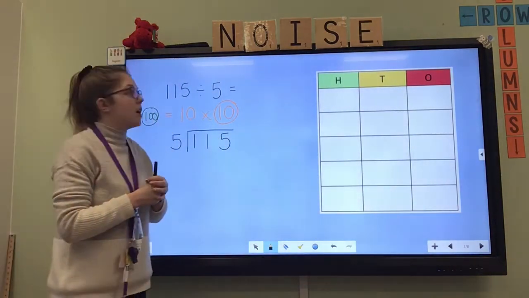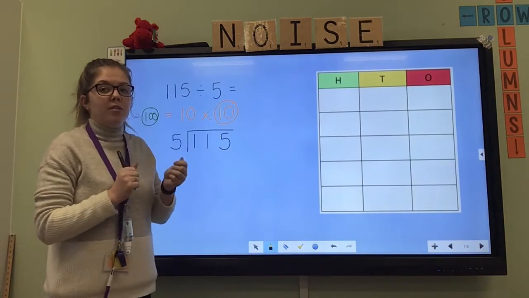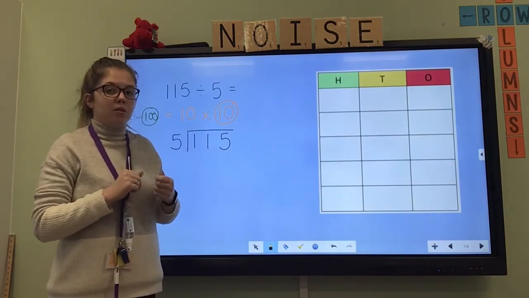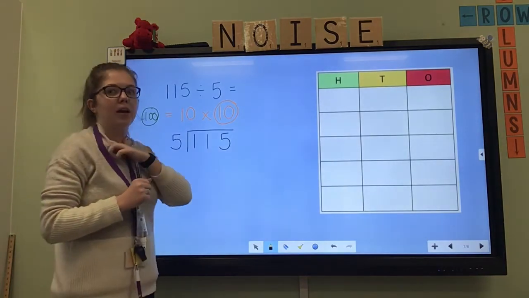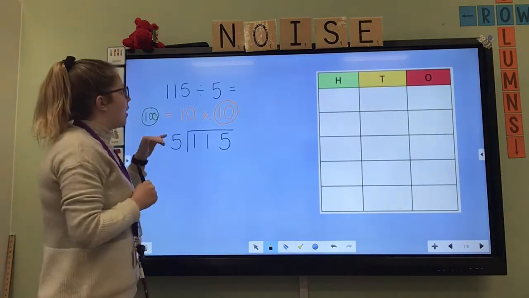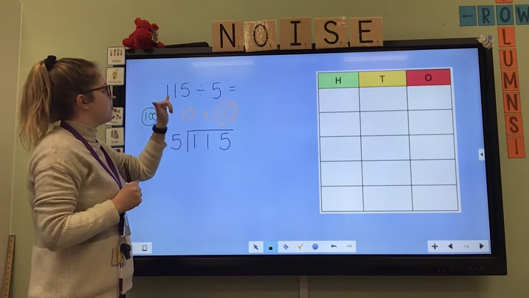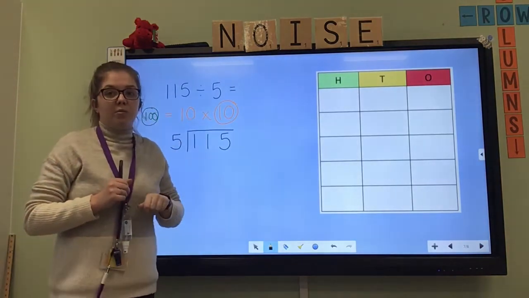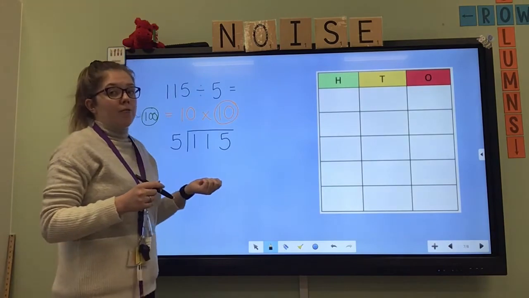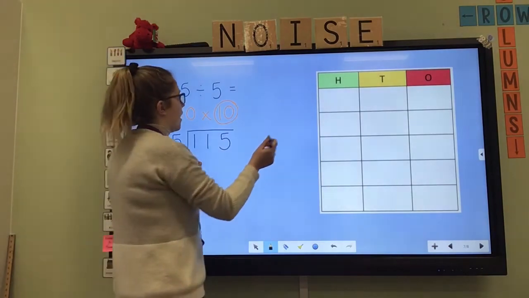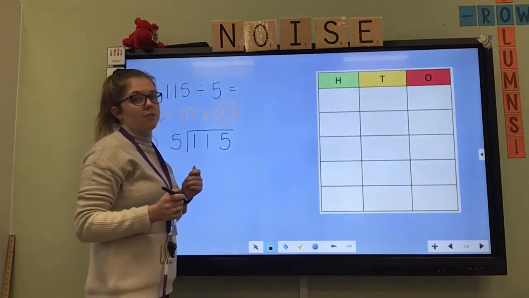I've got to share 11 10s, or 110. Sorry, silly Miss Smart. Because 10 10s equals 100. There's already a 10 there. It becomes 110. So, or 11. So we need to share 11 10s into 5 groups.